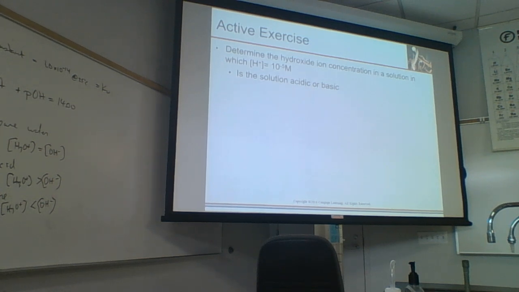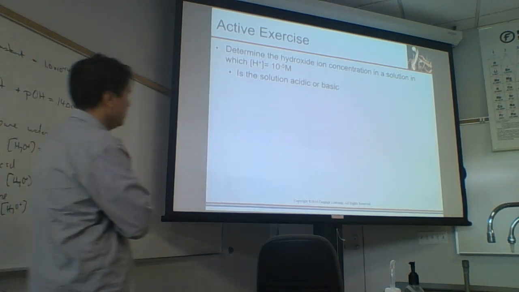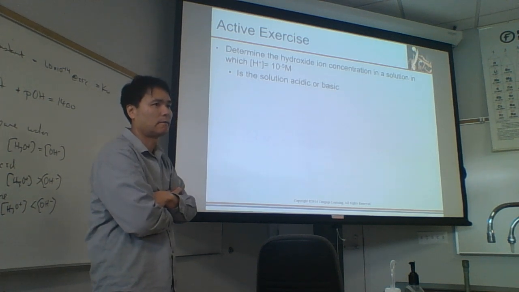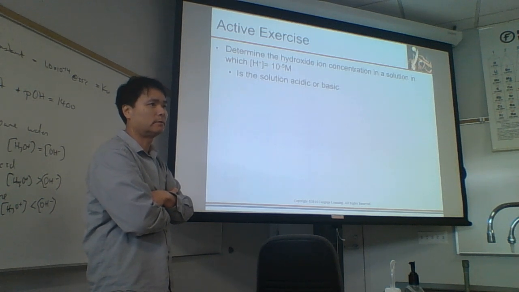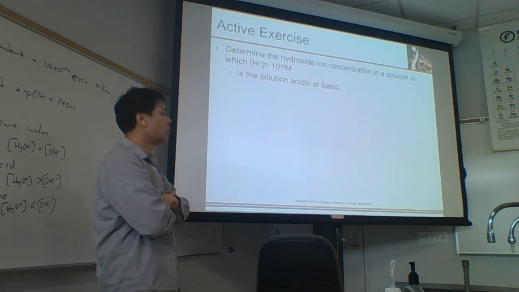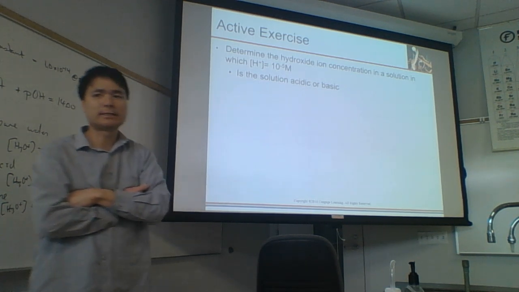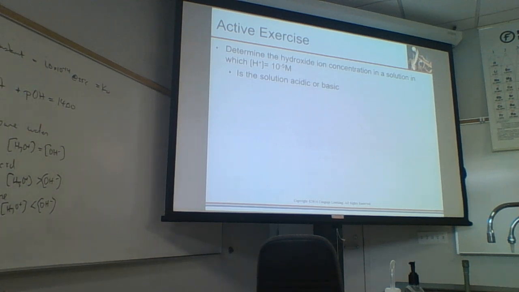Determine the hydroxide ion concentration in a solution which has H plus of 10 to the minus 5 molar. If H3O plus is 10 to the minus 5 molar, we could use this equation to do it, or we could use the pH and pOH to do it. Do you know what the pH of this is? 5. And therefore, the pOH must be 9, because 5 plus 9 will give us 14. And therefore, the OH minus concentration must be 10 to the minus 9 molar. Or we could just do it algebraically here.